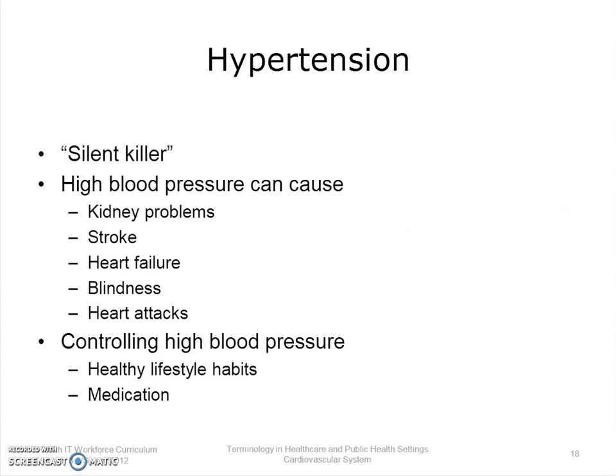Hypertension is the next circulatory condition that we'll discuss. Hypertension is often referred to as high blood pressure. Hypertension results in damage to organs, by consistently causing high blood pressure in vessels of individual organs. It is typically called a silent killer because many people have it but don't know it. Hypertension can cause life-threatening illnesses like kidney problems, stroke, heart failure, blindness, and heart attacks. High blood pressure can be controlled through healthy lifestyle habits and taking medication if needed.